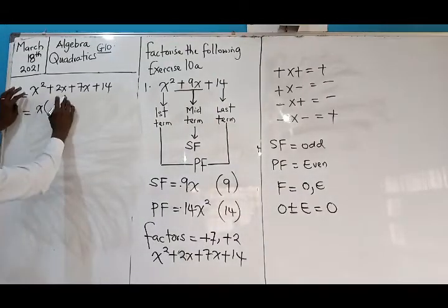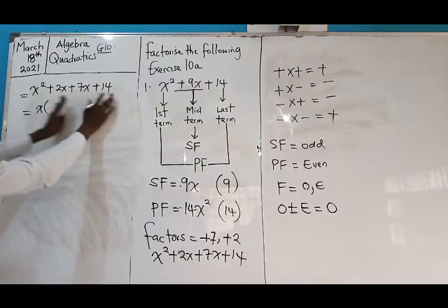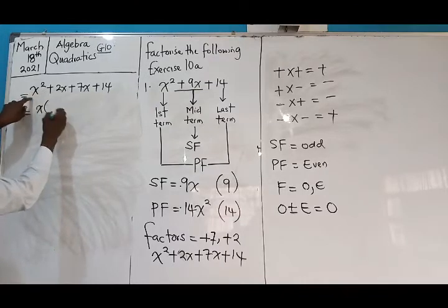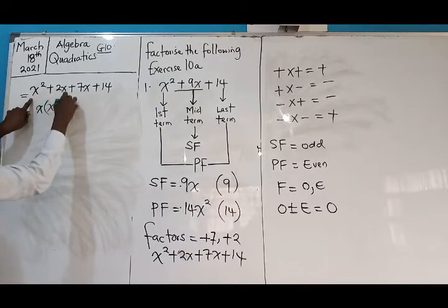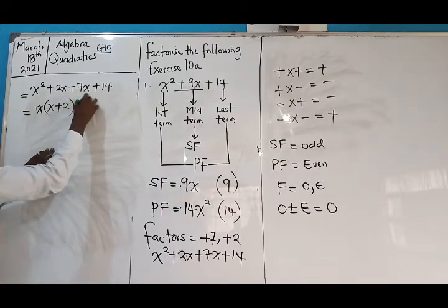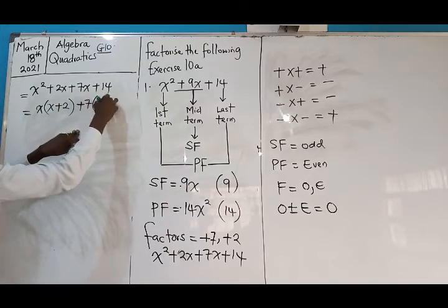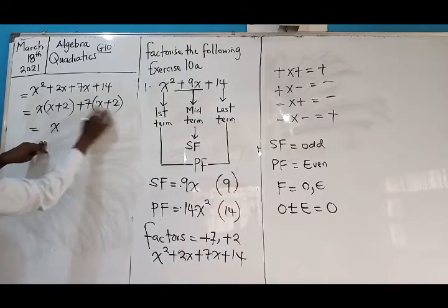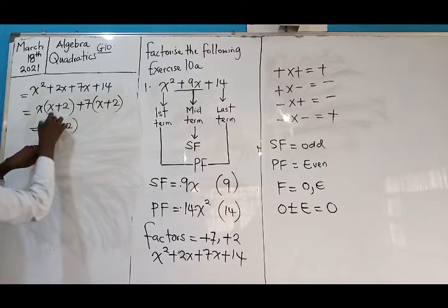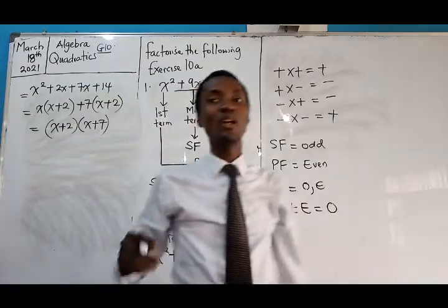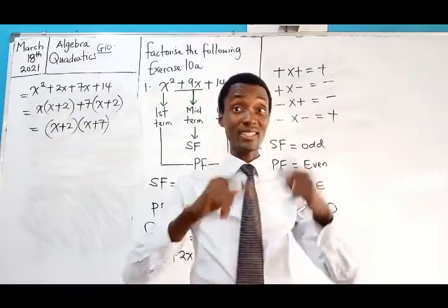So I will look at these 2. And I will look at these 2. From these 2, I can get x as a common factor here. And I'll be left with x plus 2. I look at these 2, I'll get plus 7. And I'll be left with x plus 2. And that will be equal to what? x plus 2 is common to both. And that will be x plus 7.